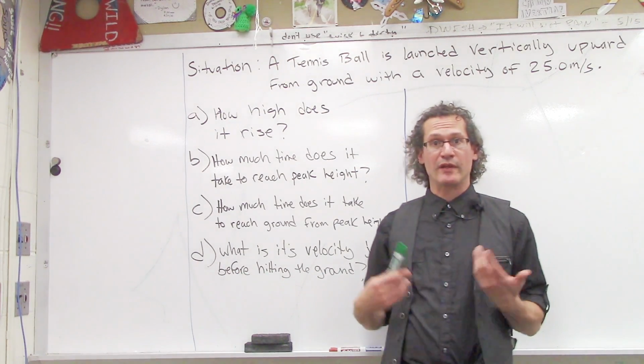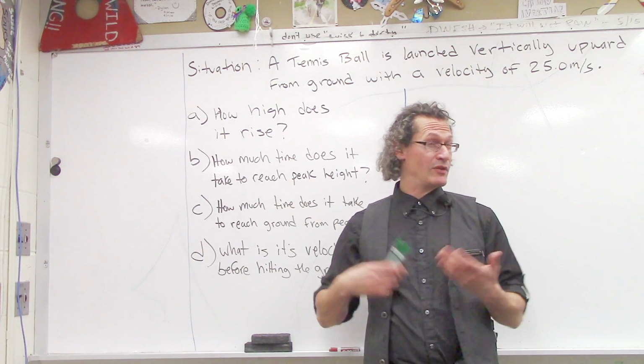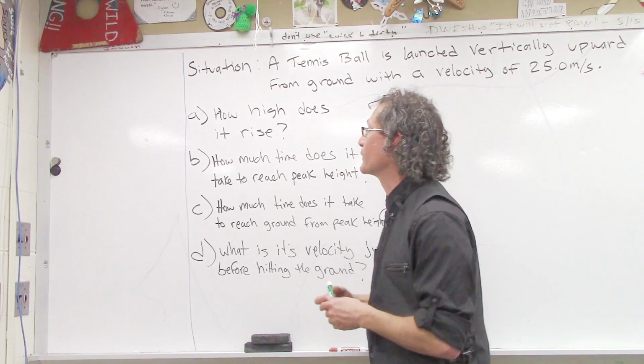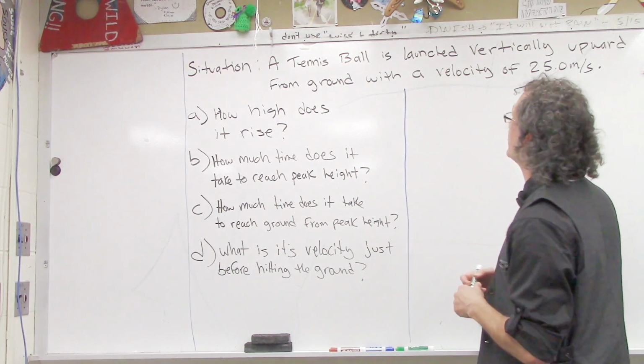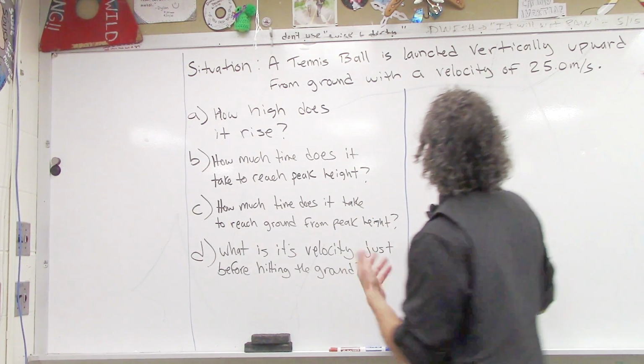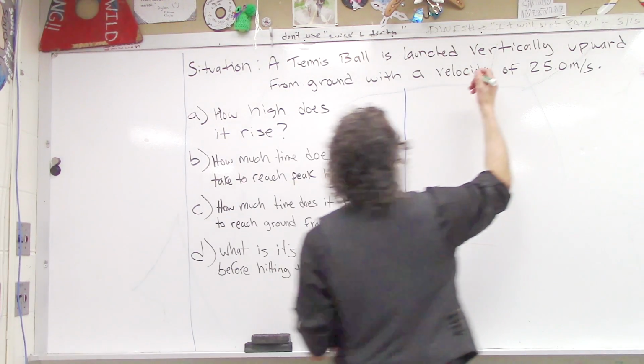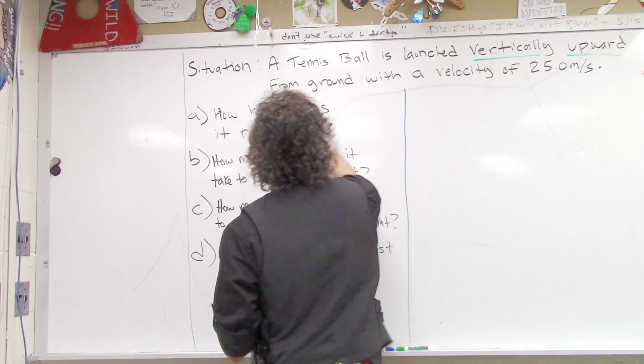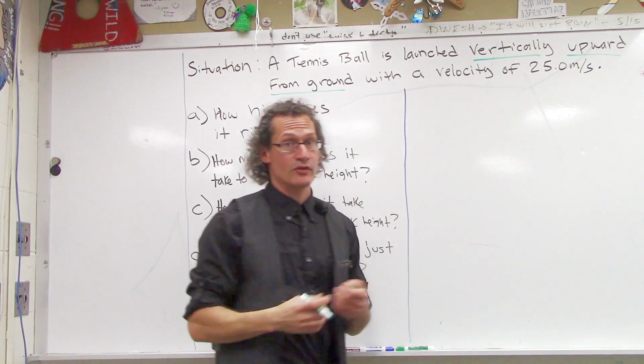So these are all things that we can tackle with our equations of motion. We just have one added thing. We have to factor in the acceleration due to gravity. So the first thing I'm going to do is read it, and we're going to look at some of the key words. We have vertically upward, and from ground. So we have somewhat of an origin there as well.